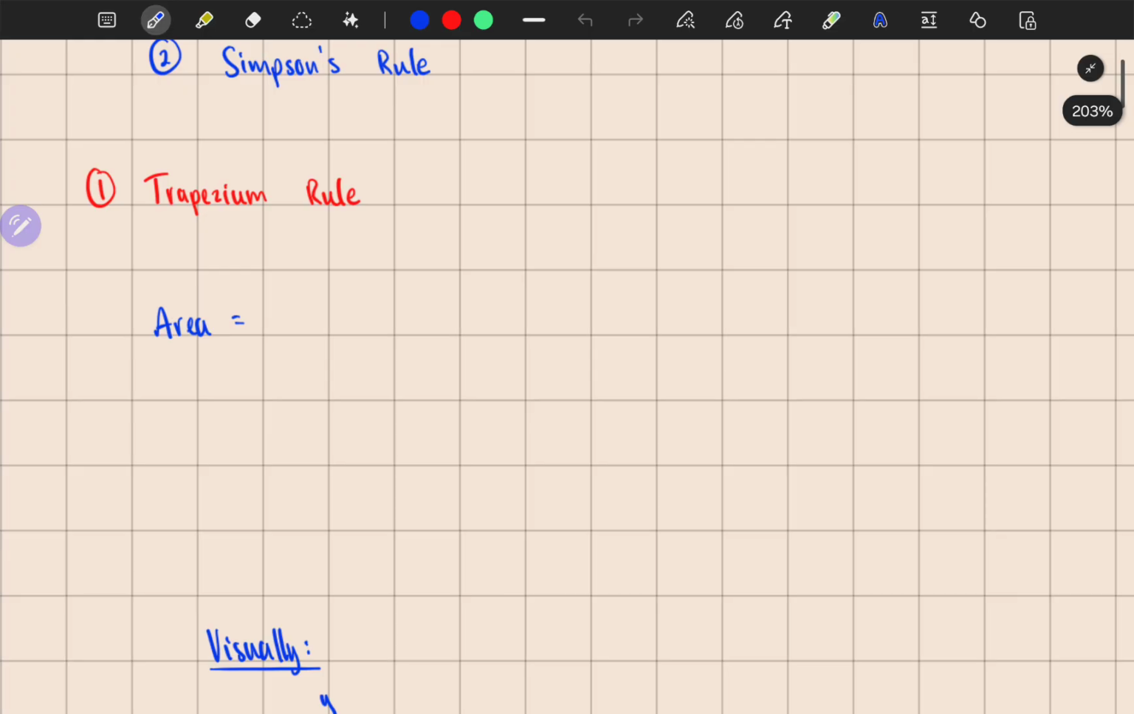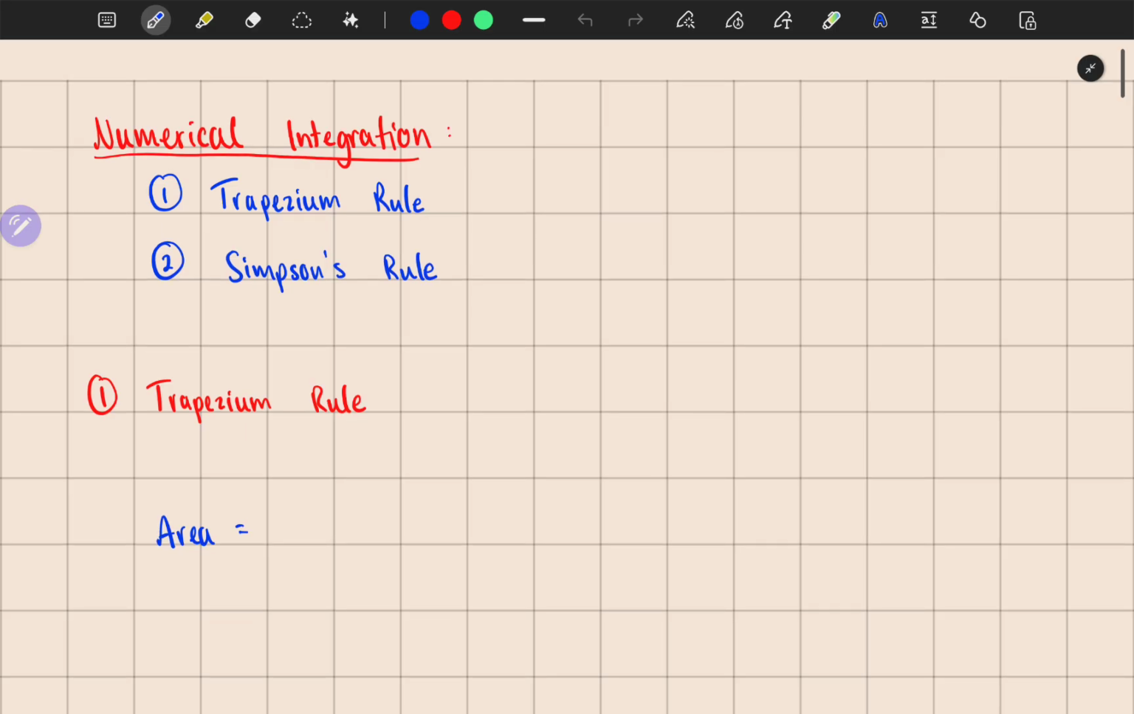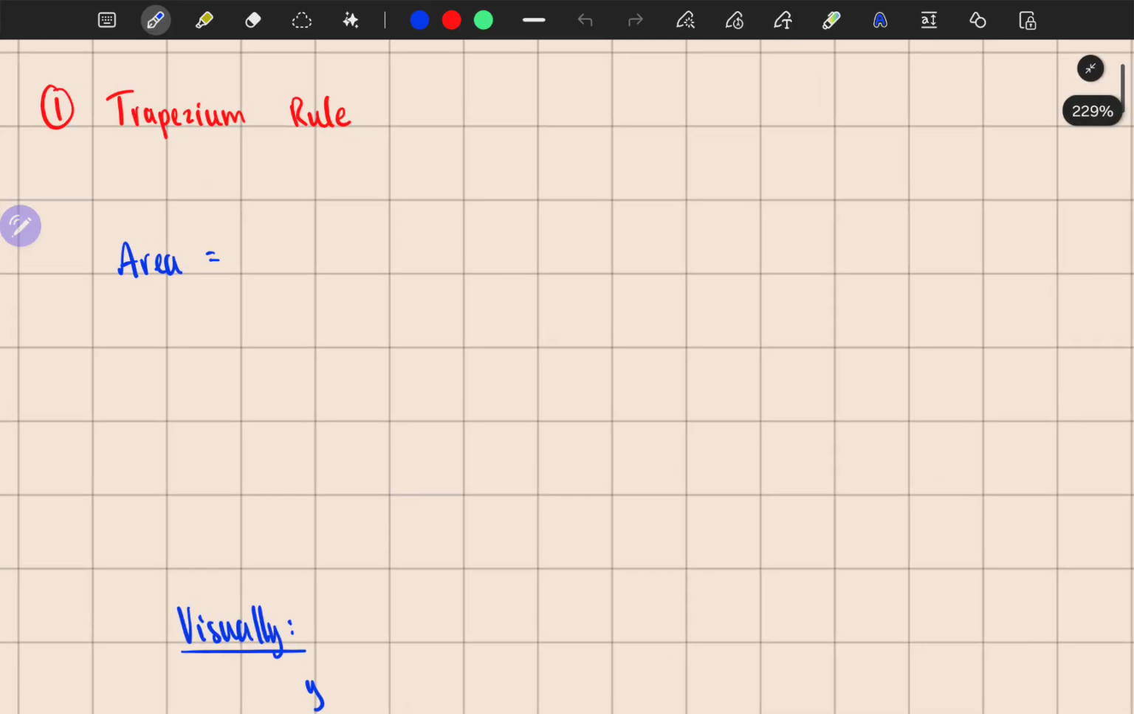So firstly, the trapezium rule. Generally, if we're taking the area, these are defined areas underneath the curve, but they're approximations, so they're going to be slightly inaccurate, and we're going to show you why it's inaccurate. So the first one is the trapezium rule.